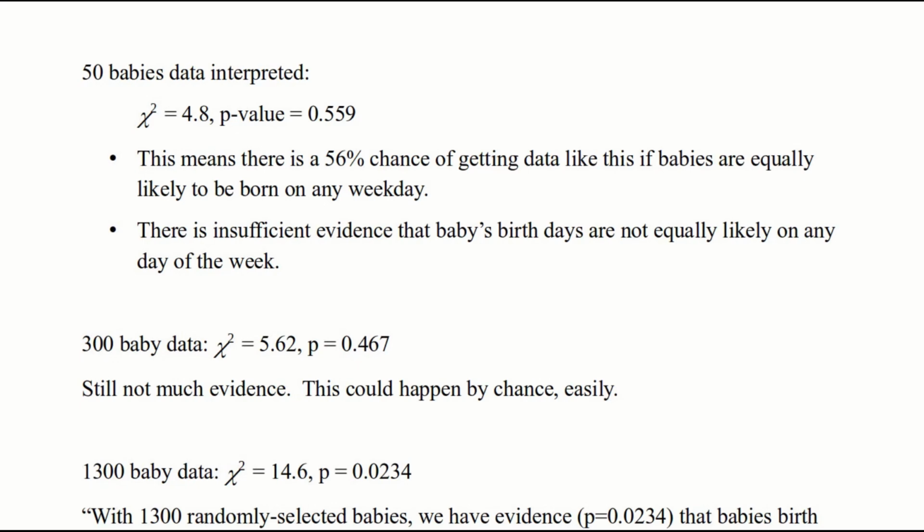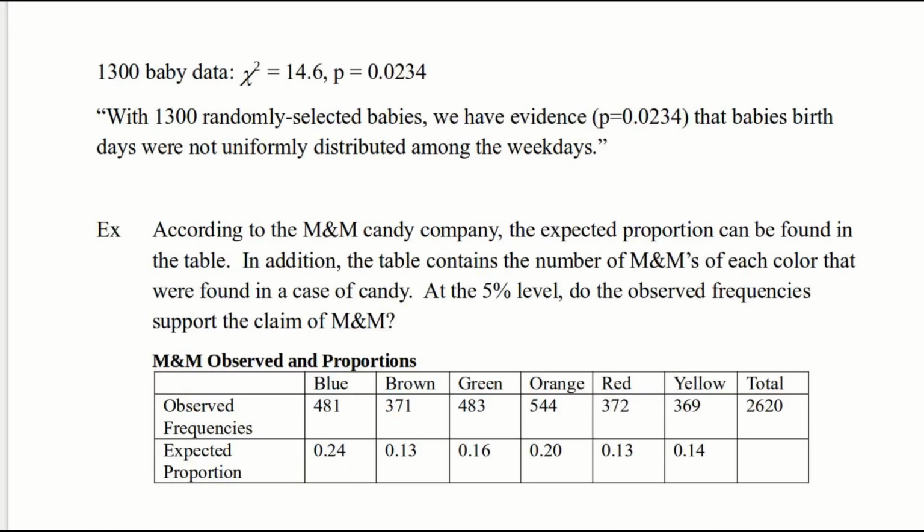But we can be a little bit more sophisticated and we can see what happens when we get more data. So now let's look at 300 babies' birthdays. We now have a chi-squared of 5.62 and p is about 46.7%. Again, that could have happened simply by chance. But when we look at the data for 1,300 babies, we see something fairly remarkable. Now chi-squared is fairly large, 14.6, and p is much smaller.